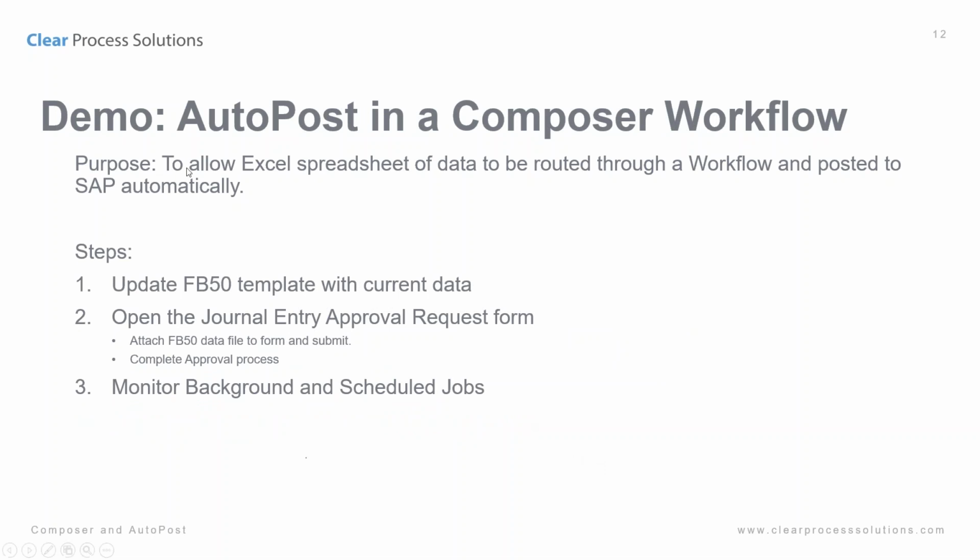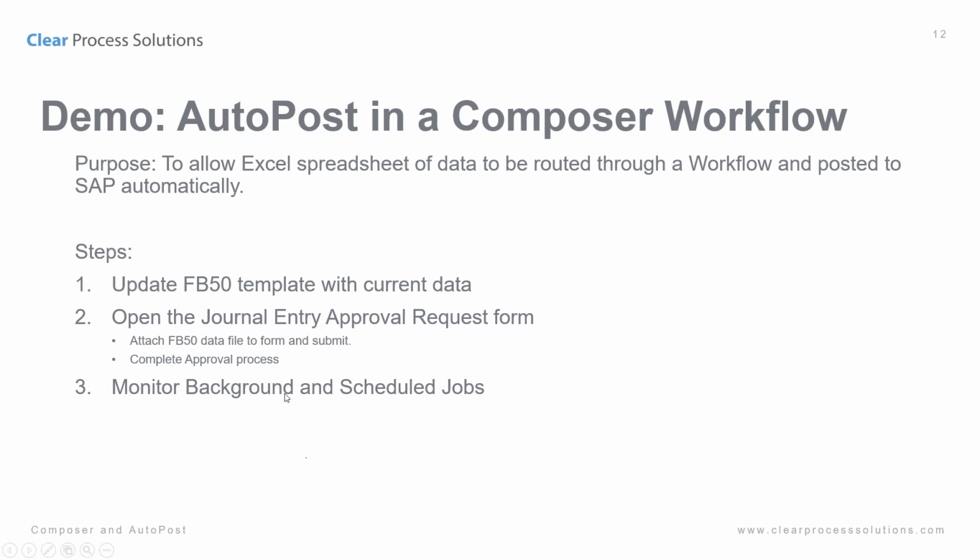Okay, so with that being said, I'll take a deep breath because I've been talking really quick. And we're now going to demo this, so we get to see this live. We're going to first grab that FB50 template. We're going to put some current data in it. And then we're going to go through our journal entry approval process, attaching that spreadsheet to the form, submitting it, going through the approval process, and then I'll walk you through monitoring it as the magic happens.